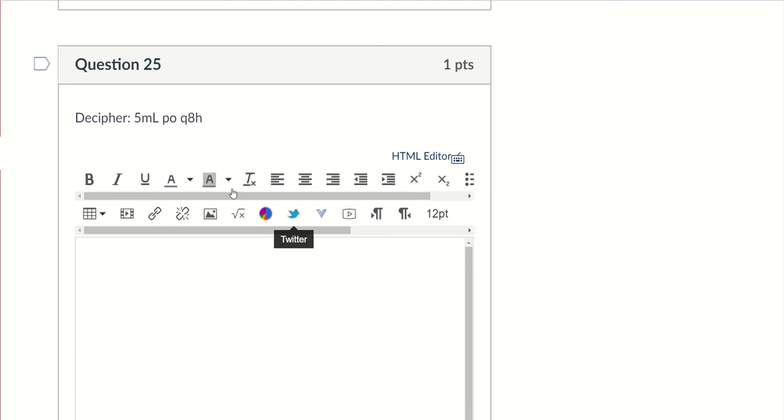25. 5 mLs PO Q8H every 8 hours. PO is take. We're going to take 1 teaspoonful by mouth every 8 hours. So in a 24-hour period, they will take 3 doses. So in a day, 5 mLs 3 times, they would take 15 mLs in a day.